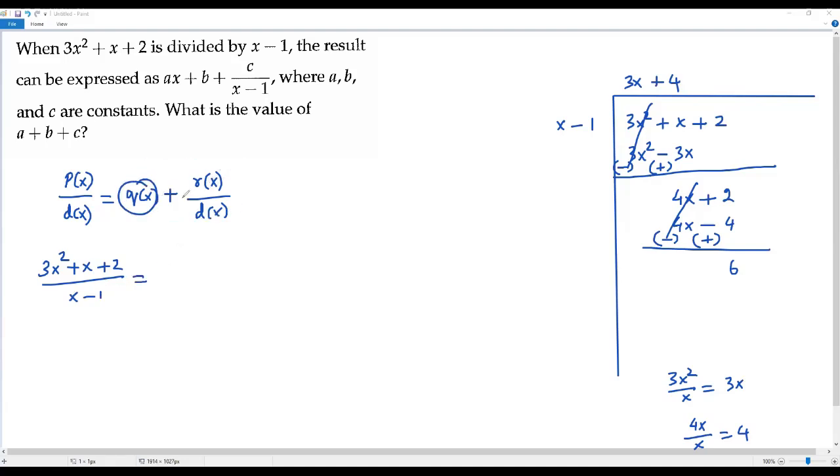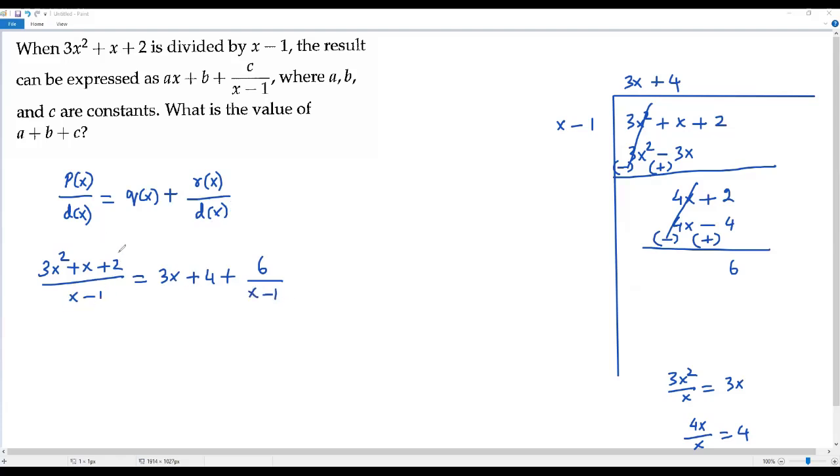Here q(x) is the quotient. In our long division, the quotient is 3x + 4, so we write 3x + 4 for q(x). Then r(x) represents the remainder, and here the remainder is 6, over d(x), the given divisor, which is x − 1.